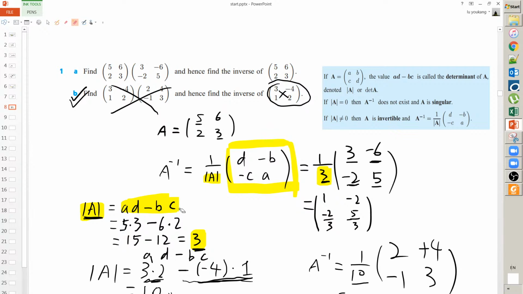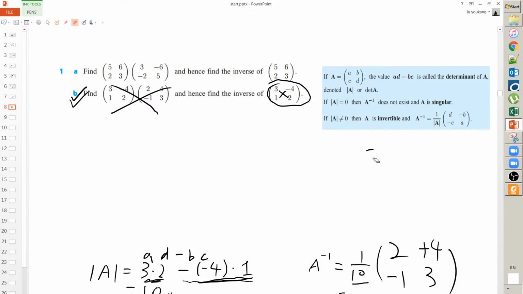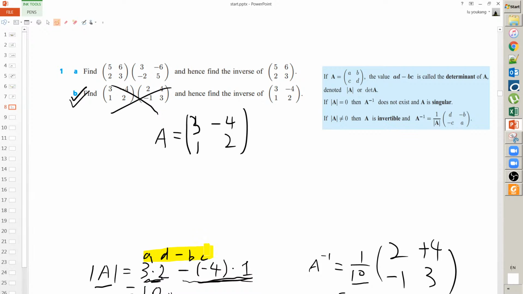Okay, so let me erase this first. Okay, we are looking at this one. So first let's find out your determinant A. Do you know why my determinant A is 10? No. So I take AD minus BC, the formula given. This is the determinant of A. So AD is 3 times 2, right? This is AD, right?